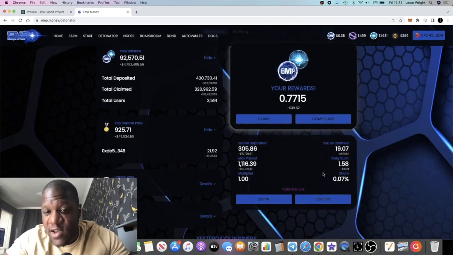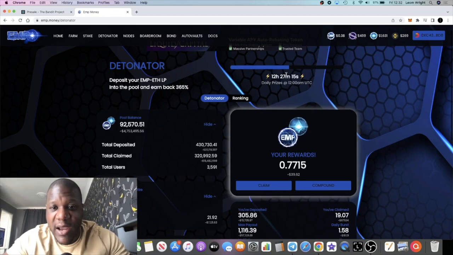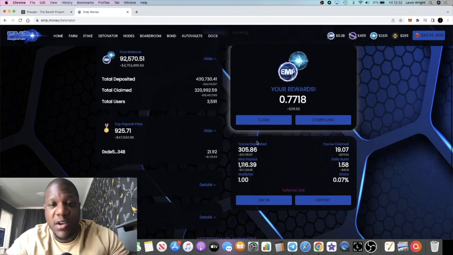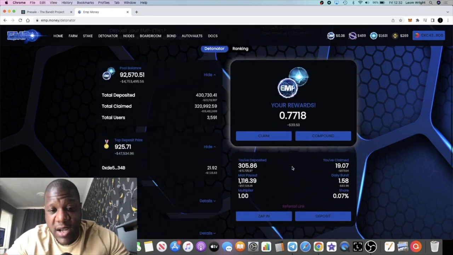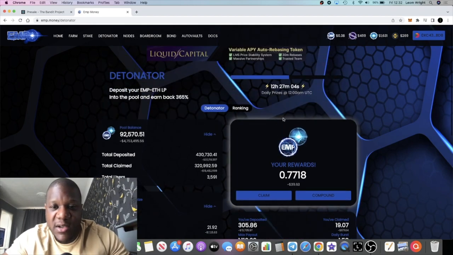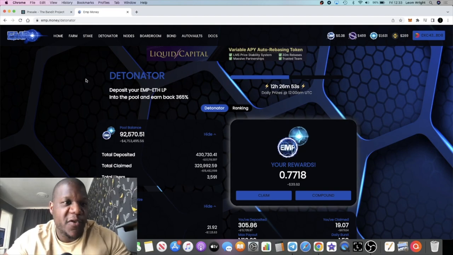You still get a maximum payout of up to 365%, but it's just going to take you longer to do that. So it makes sense to compound and/or claim, do whatever you need to do before the timer ends, because at least that money is in your detonator, or it's in your wallet, and you don't have to wait another day to accumulate that back. Just thought I'd mention that.